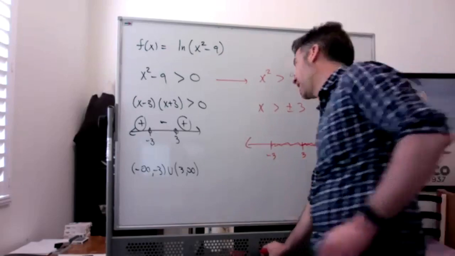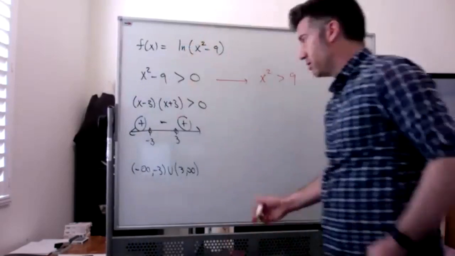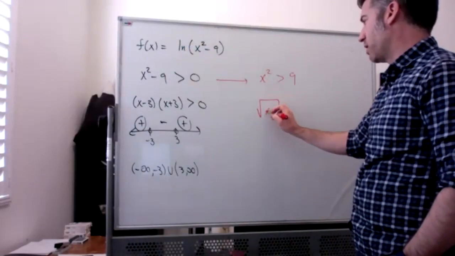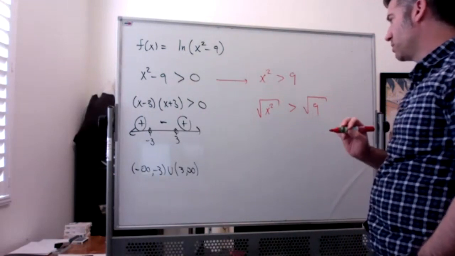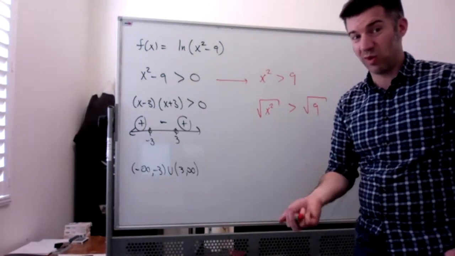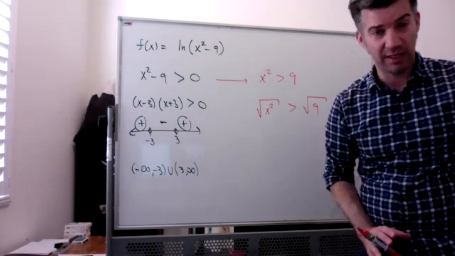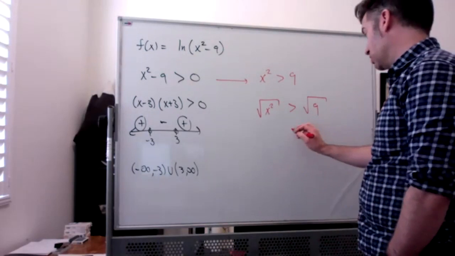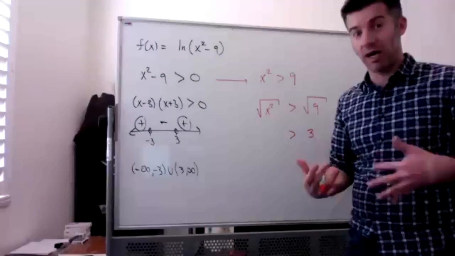So here's what actually happens when you take the square root of both sides. So you take the square root of x squared greater than the square root of 9. Okay, what's the square root of 9? Well, let me stop you before you say anything. It's not plus or minus 3. The square root of 9 is just 3. Right? When we take a square root, we only get the positive answer.